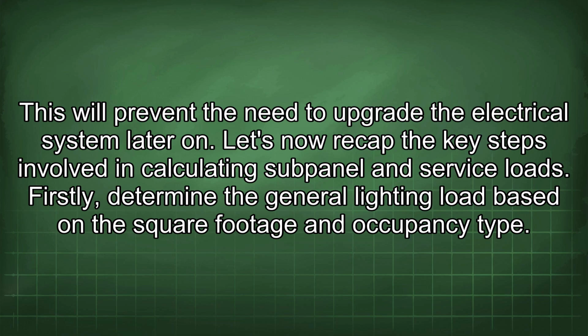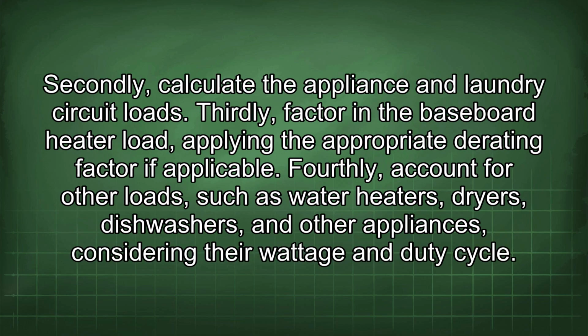Let's now recap the key steps involved in calculating subpanel and service loads. Firstly, determine the general lighting load based on the square footage and occupancy type. Secondly, calculate the appliance and laundry circuit loads. Thirdly, factor in the baseboard heater load, applying the appropriate derating factor if applicable. Fourthly, account for other loads, such as water heaters, dryers, dishwashers, and other appliances, considering their wattage and duty cycle.